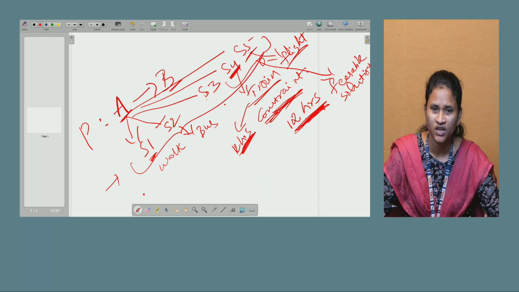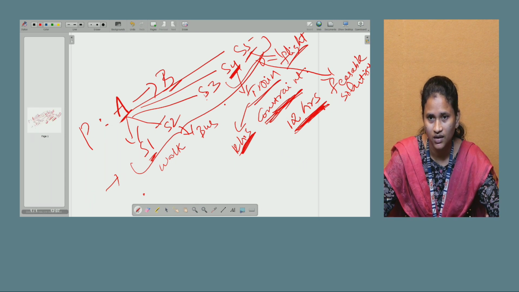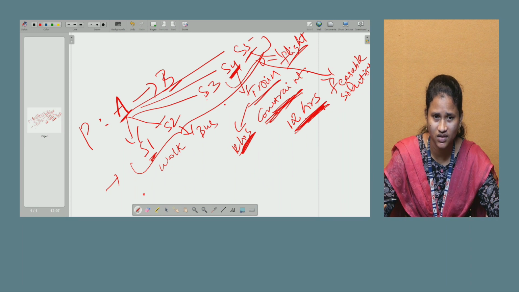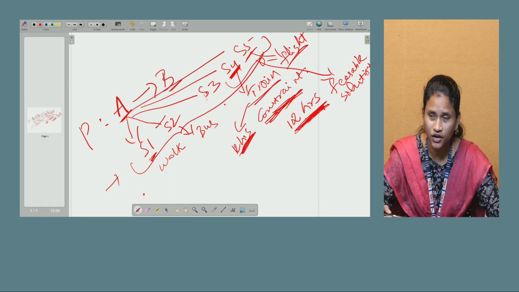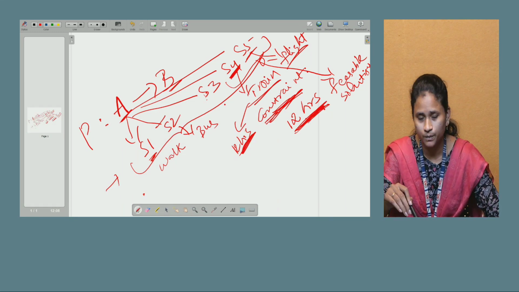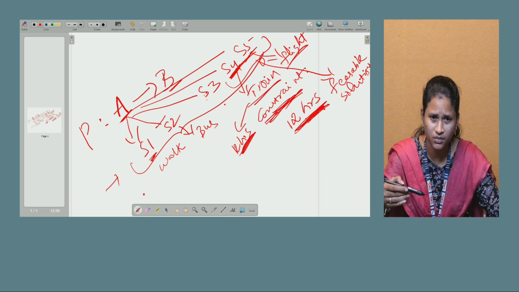Feasible solutions. A feasible solution is a solution which follows the constraints, or which is satisfying the constraints of the given problem. That solution will be called a feasible solution. A solution which is not following a constraint is a normal solution. We have many solutions for the given problem, but when we take a constraint, only two solutions are there to solve the problem. Only S4 and S5 are the two solutions which are satisfying my constraint. That means these two solutions will be called feasible solutions.